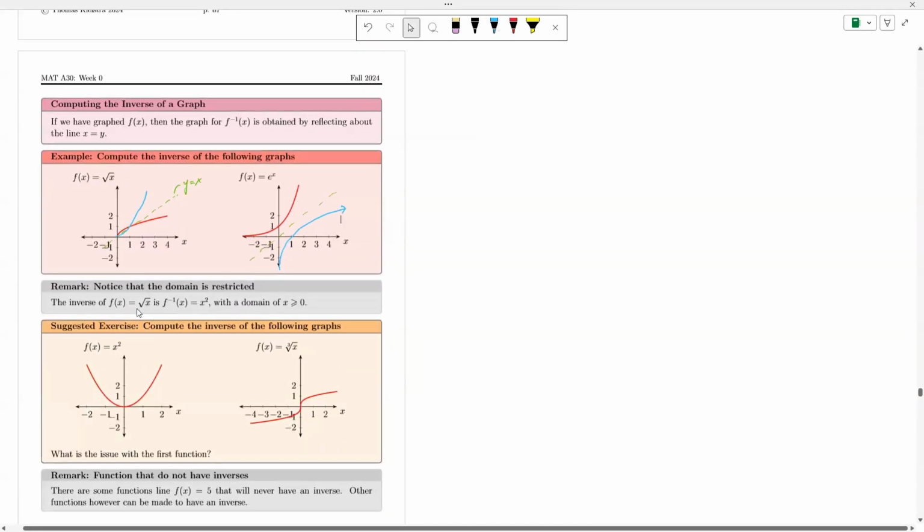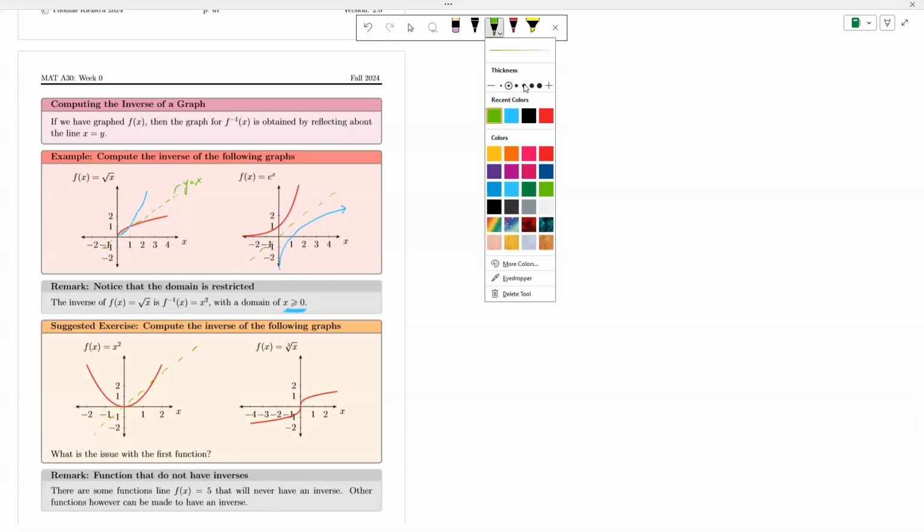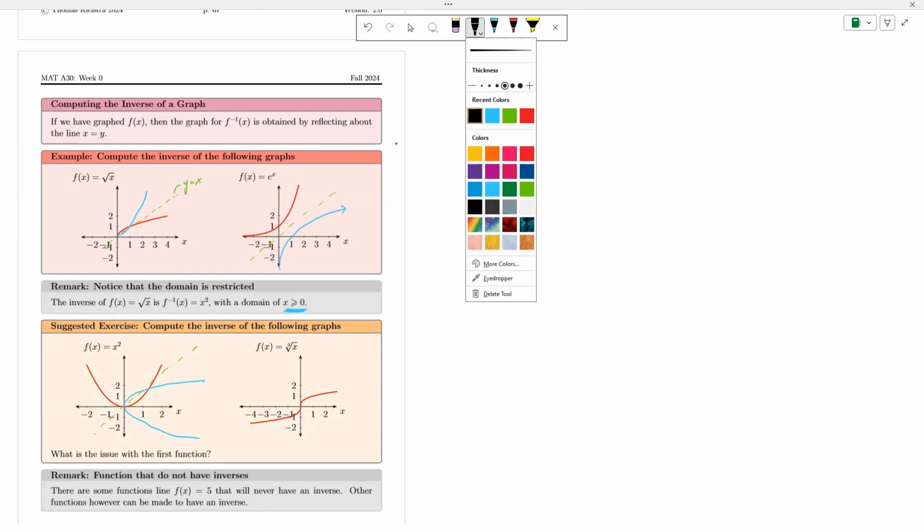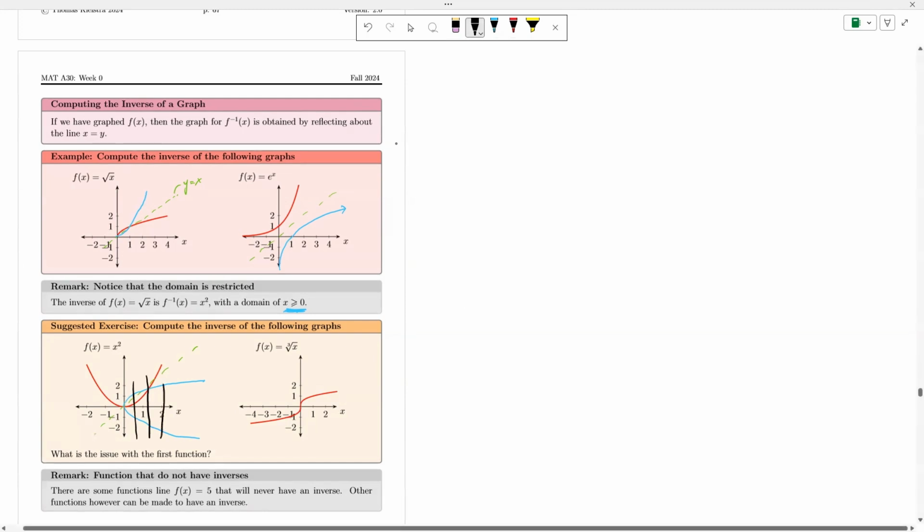Now, notice that the inverse of the square root of x is x squared, but here we have a restricted domain. Our domain is x greater than 0. And here, if we flip along this x equals y line, and we reflect about that, what's our issue? Well, the issue is, what happens to our horizontal line test? It's not a function. This is what's called an inverse relation, but not an inverse function.